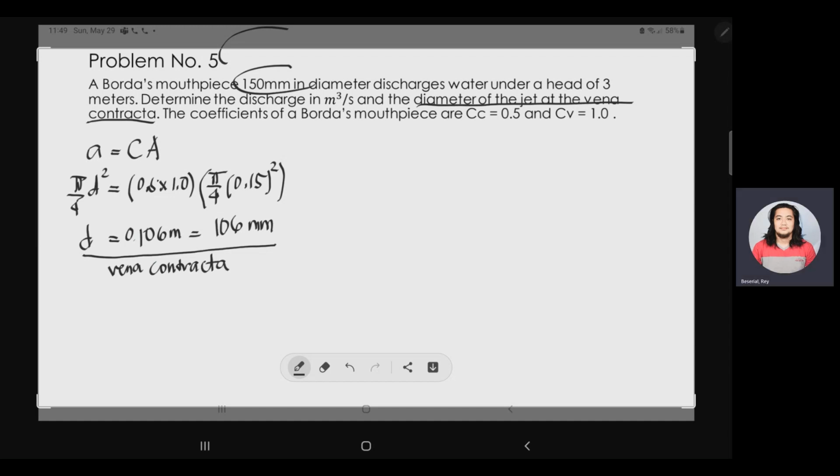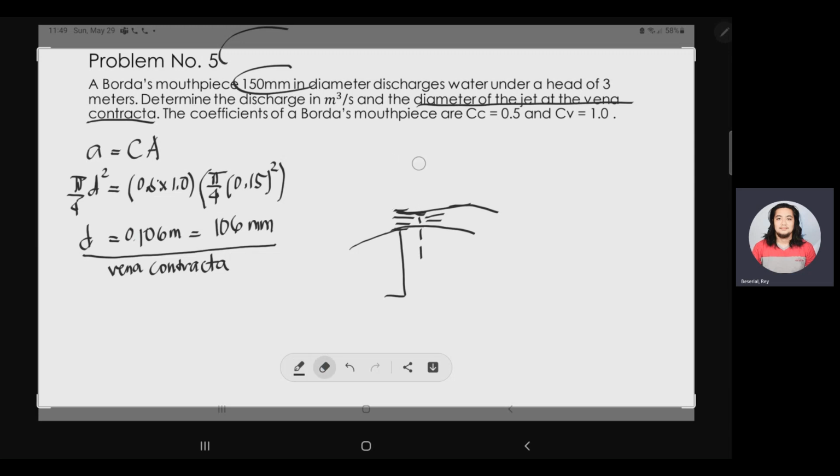Okay. So, ano yung ating vena contracta? Diba, kumbaga ito yung ating vessel, ito yung ating orifice, yung opening. And then, lalabas yung water, diba? At some point, meron tayong pinaka maliit na diameter dun sa ating flow. So, that part, kumbaga, yan yung ating vena contracta. Yan yung diameter ng water, yung pinaka maliit na diameter ng ating fluid flow. Yan yung ating vena contracta. So, yan yung ating hinanap.